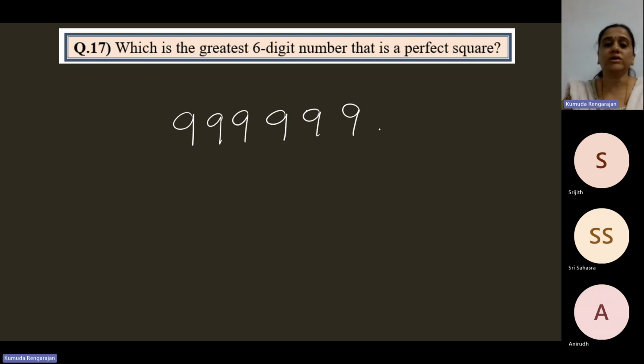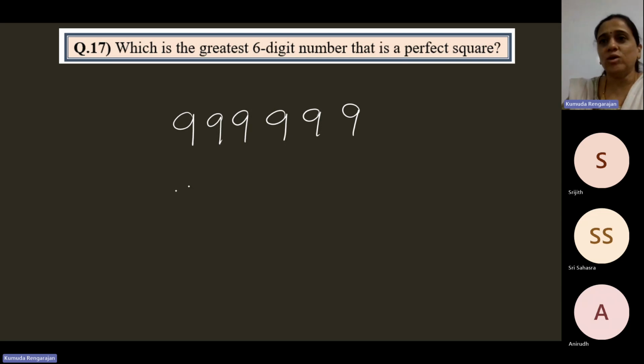So there are two conditions here. It should be the greatest 6-digit number, and also it should be a perfect square. In standard 2 or 3, the question will be to write the greatest 6-digit number, so you will write 9 six times. Now you have another condition. It's not enough to write the greatest 6-digit number. That should also be a perfect square.